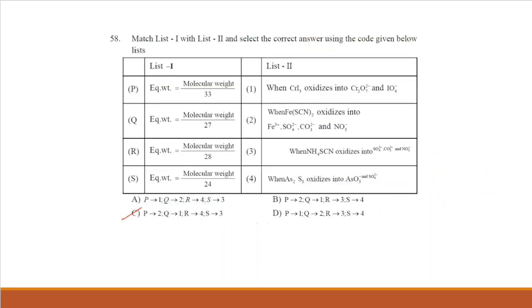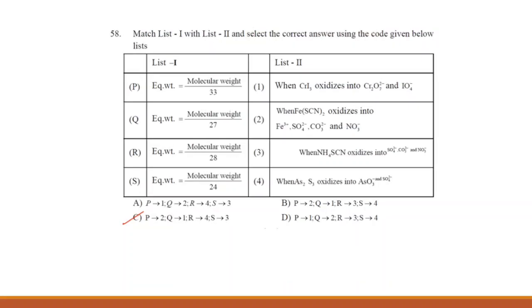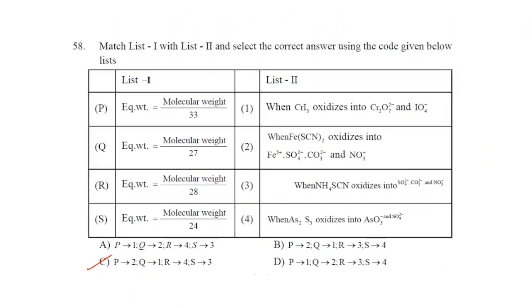Next one, regarding equivalent weights, list 1 and list 2 we need to match. In list 2 they have given CrI3, which is oxidized into Cr2O7 2- and IO4-, right? And whatever the equivalent weights that are given in list 1 are based on the number of electrons that are involved in the reaction. So, total number of electrons.